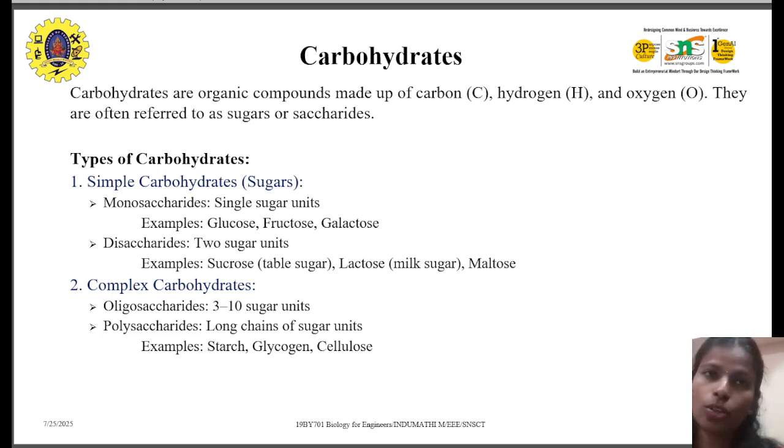So we'll see what carbohydrates are. It's an organic compound that is made up of carbon, hydrogen, and oxygen. We have two types: simple carbohydrates, that is sugars, and complex carbohydrates. These are the two basic types.